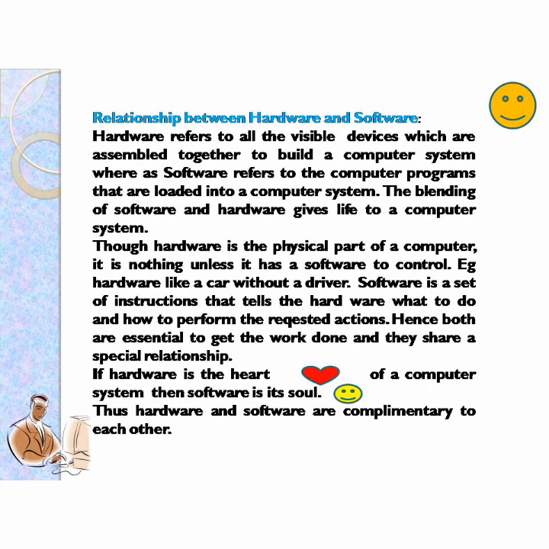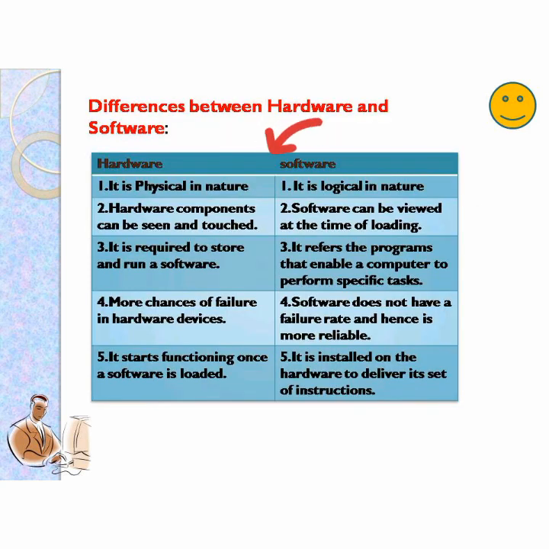The software is a set of instructions that tells the hardware what to do and how to perform the requested actions. Hence, both are essential to get the work done and they share a special relationship. You can say if hardware is the heart of a computer system, then software is the soul. Thus hardware and software are complementary to each other. So hardware and software relationship is over.